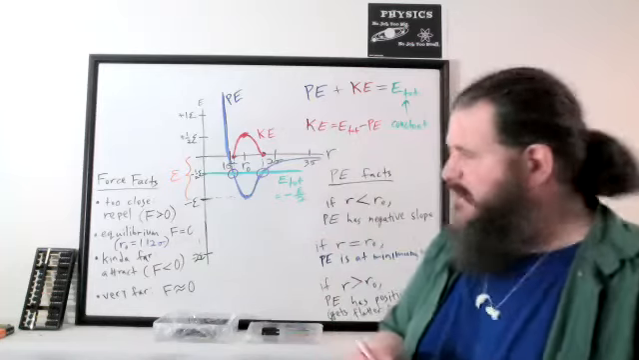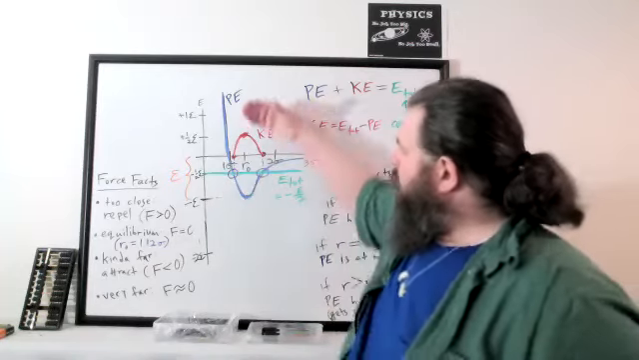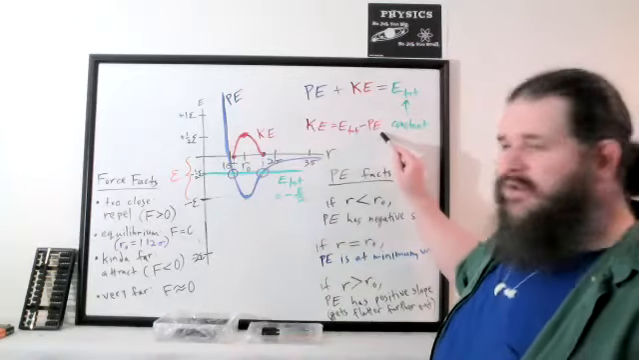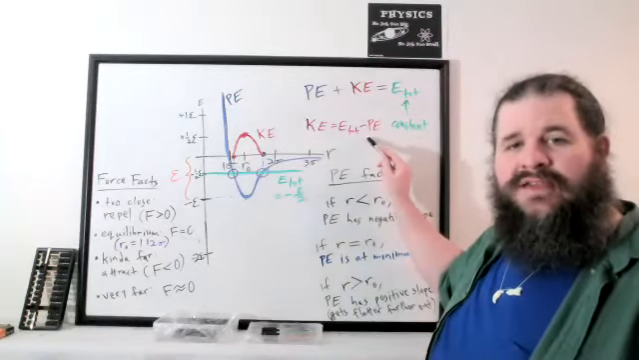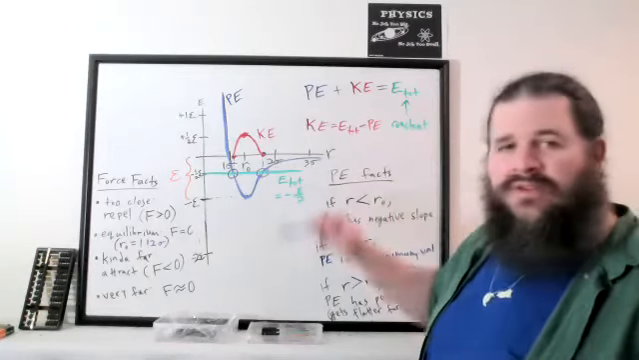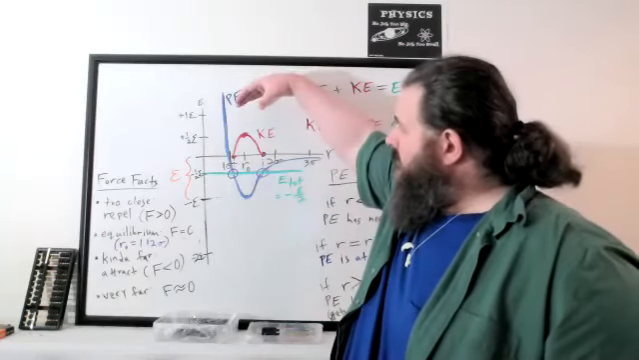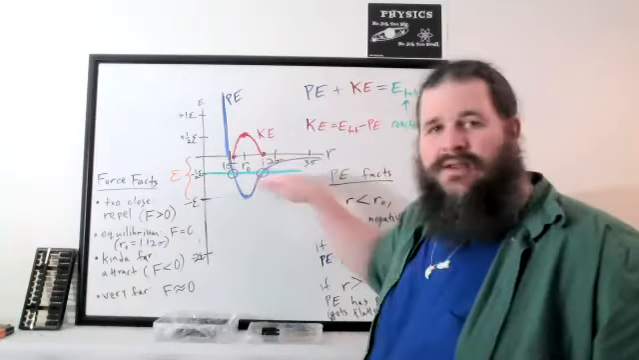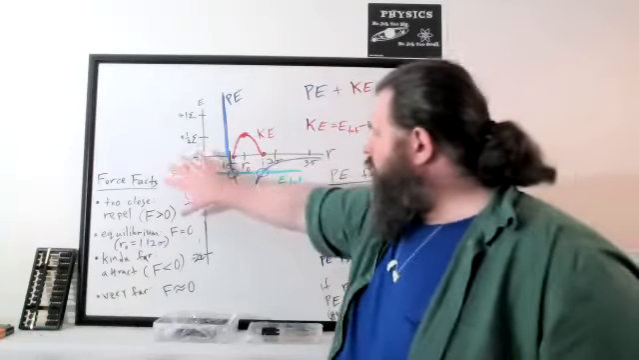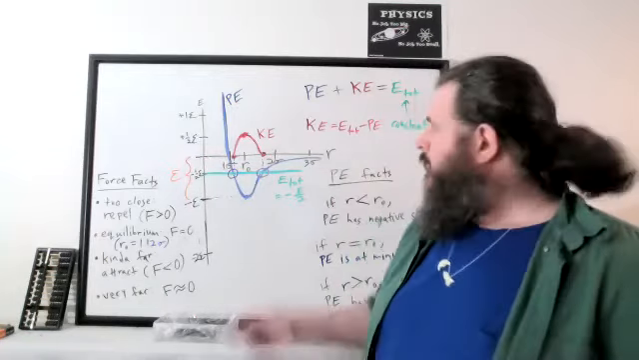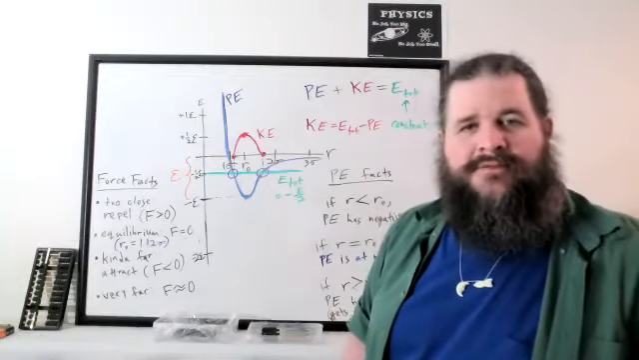It's essentially the potential energy graph flipped across the axis and shifted, because negative potential energy means the graph flipped across the axis, plus a constant means shifting it. So we're literally just flipping the graph across the axis, shifting it vertically by an amount equal to E total, and then of course cutting it off at 0 because kinetic energy can't be negative. So that's our complete kinetic energy graph.